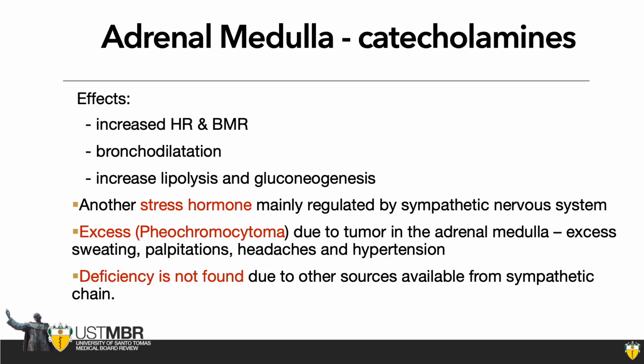So if it's outside the adrenal medulla, meaning your excess of catecholamines is in the sympathetic chain, then the name is called paraganglioma. So they kind of go together. Pheochromocytoma if it's the adrenal medulla excess, paraganglioma if it's sympathetic chain excess. Deficiency, we already said, does not happen. Even if you remove the adrenal medulla, the sympathetic chain will produce catecholamines.